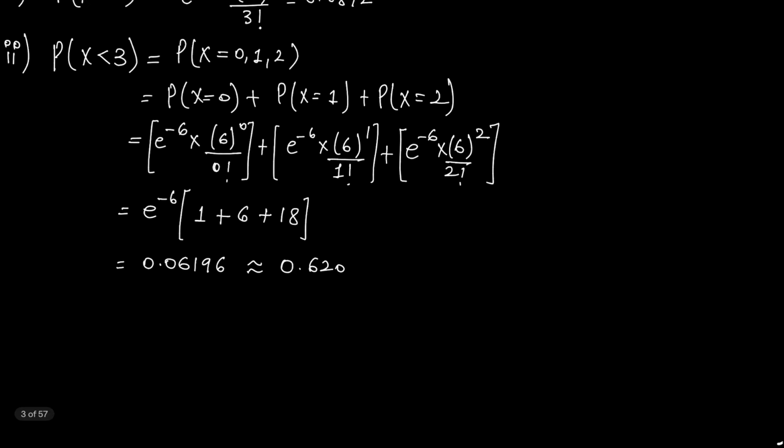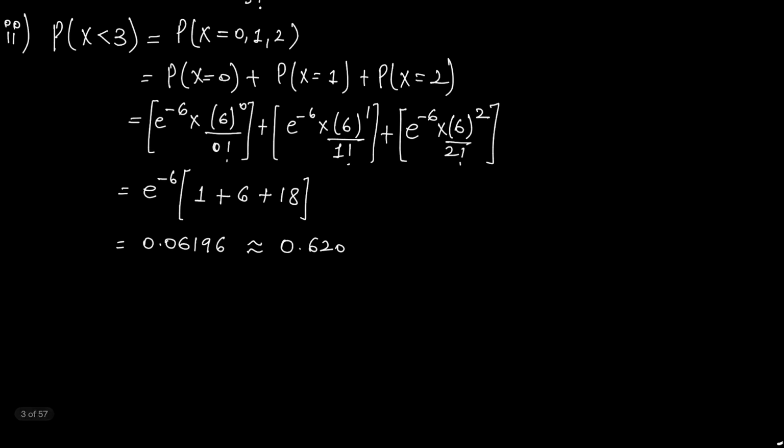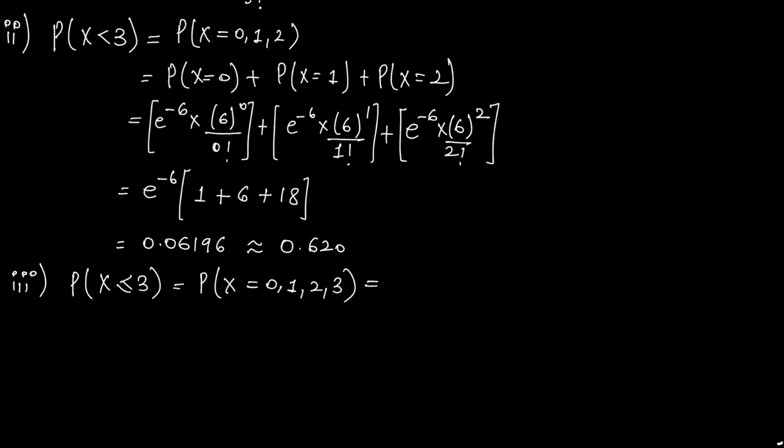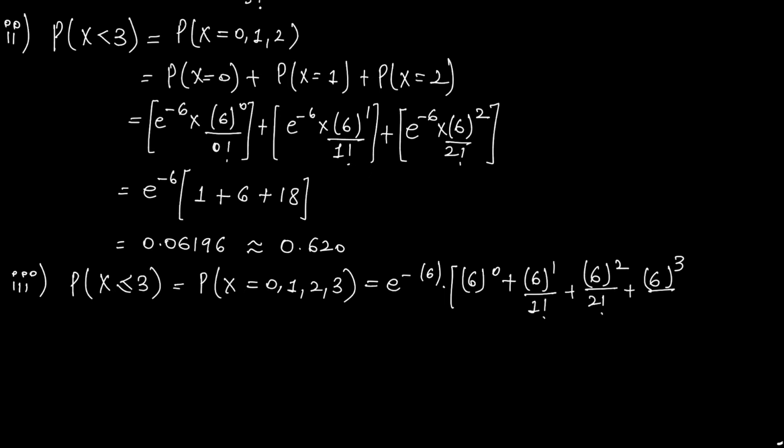Let's move on and understand the other ways in which the question can be asked. So first, the third one is probability of x less than equals to 3. In this case, we will calculate probability of x is equals to 0, 1, 2, 3. And now I will write it directly, so it can be written as e raised to the power minus lambda times, bracket, lambda raised to the power 0, then lambda raised to the power 1 over 1 factorial plus lambda raised to the power 2 over 2 factorial plus lambda raised to the power 3 over 3 factorial. Bracket close. Let's solve this.